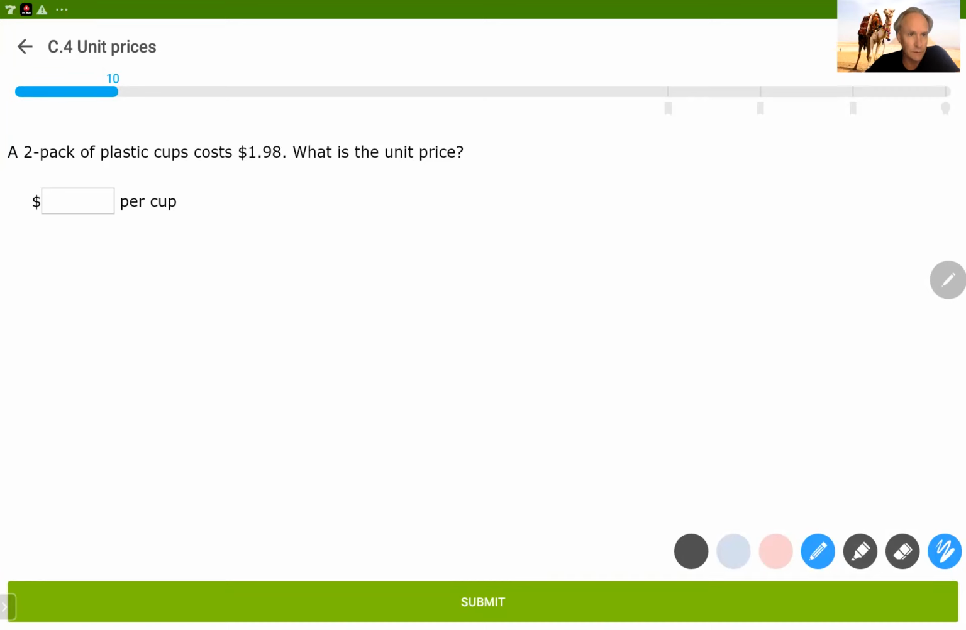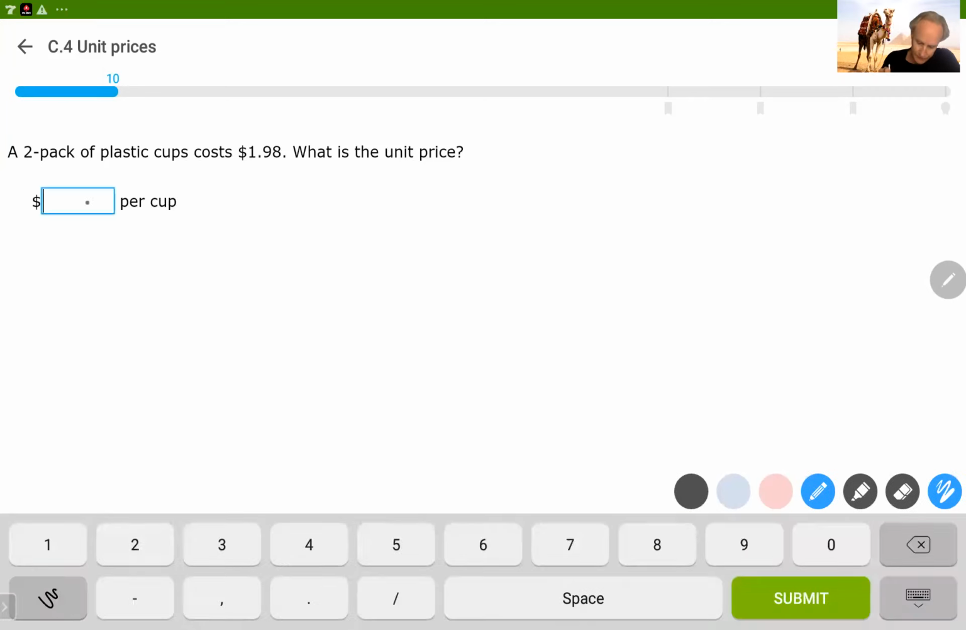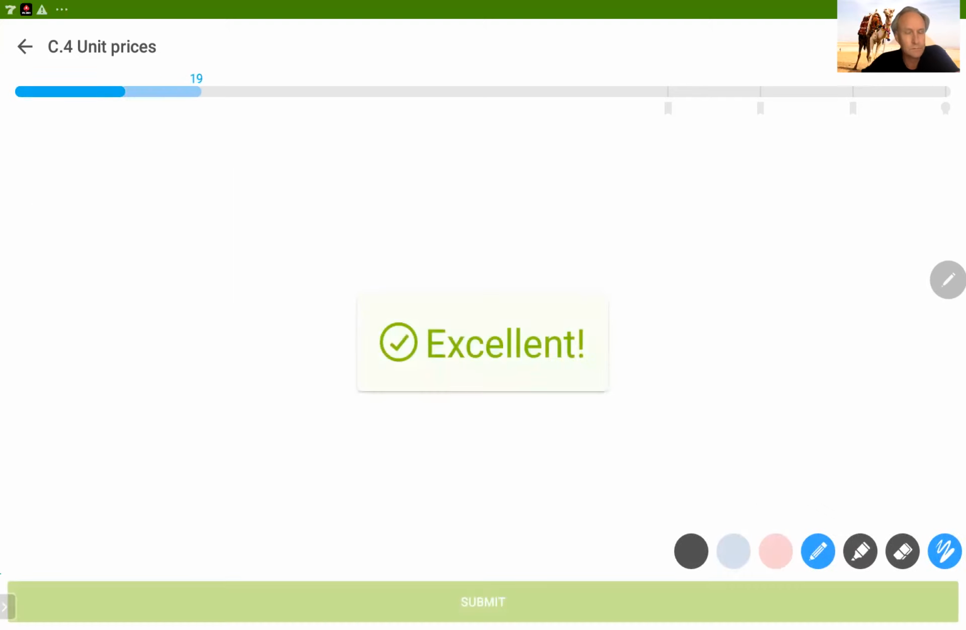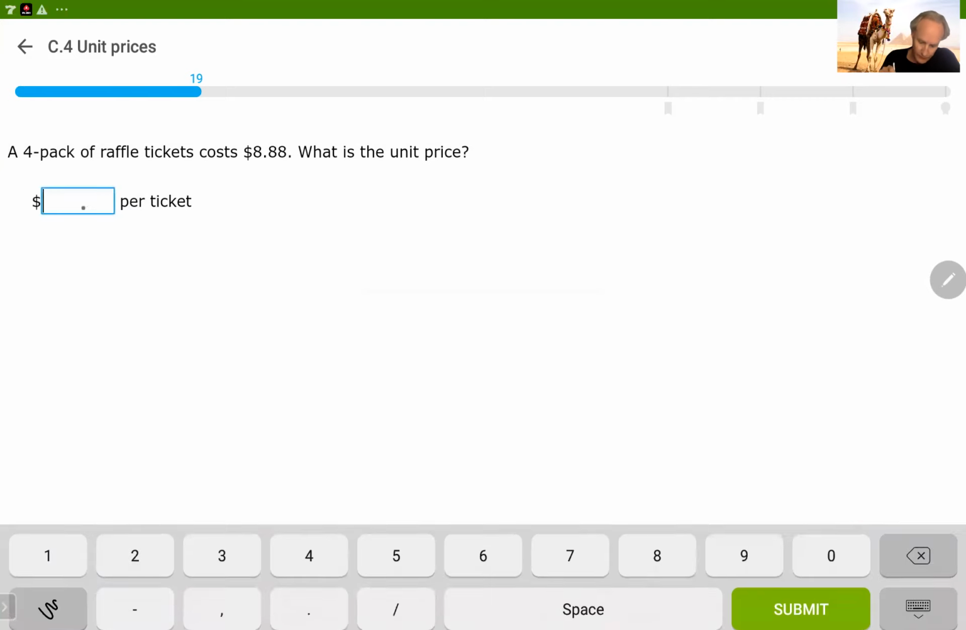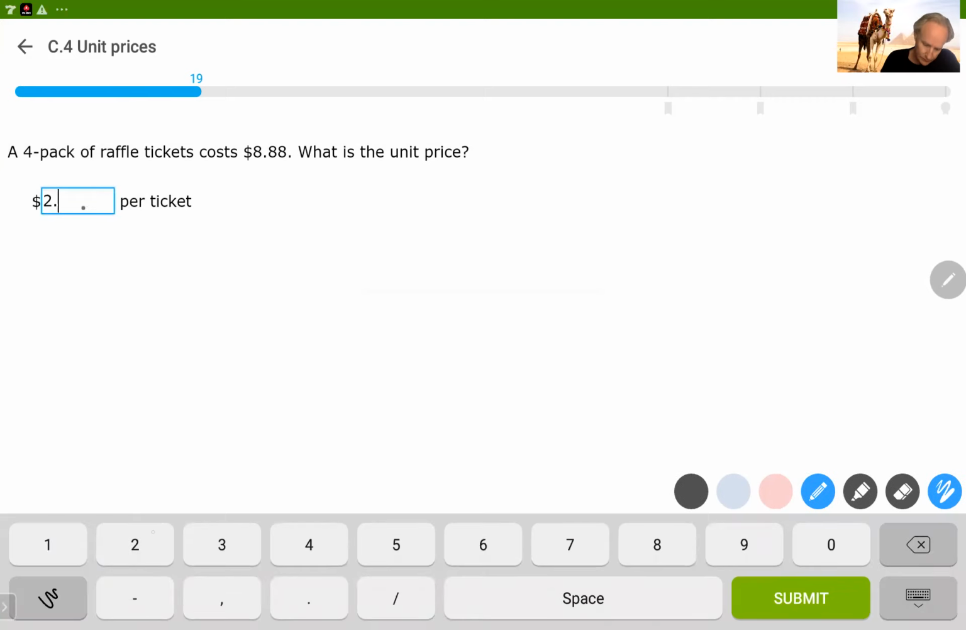$1.98 for 2 is 99 cents each. Just dividing by 2. 4 goes into 888, 222 times. 2, 2, 2.